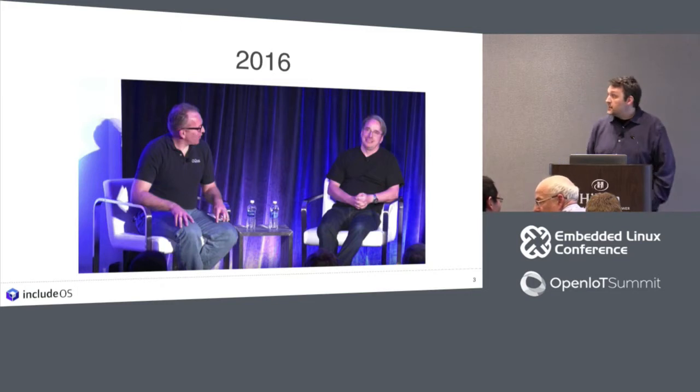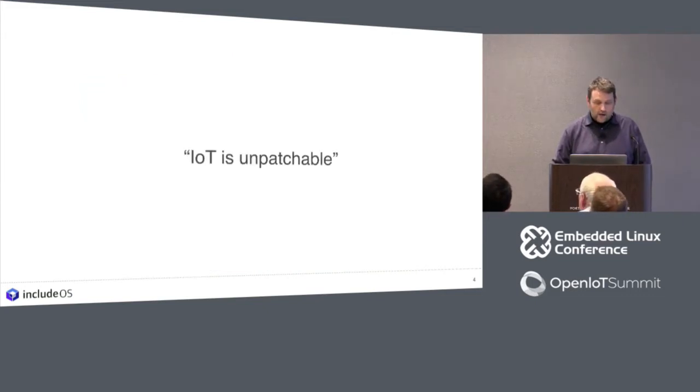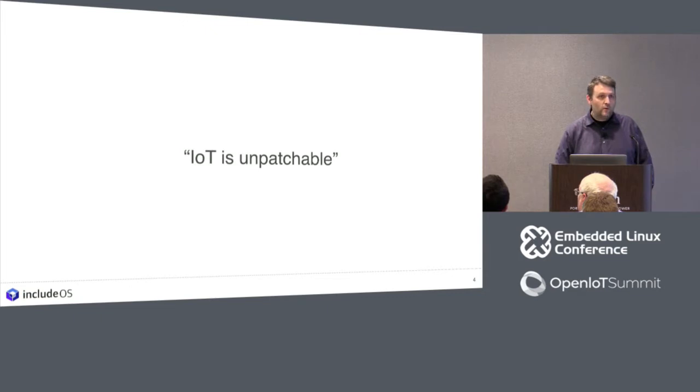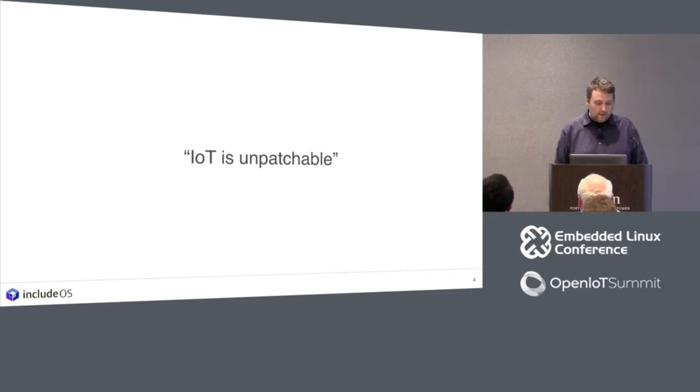If you were here last year, or if you have seen the session videos, you will remember a topic that came up in Linus's keynote chat last year. IoT is unpatchable. There are millions of devices running outdated software with no way to update them. This is, of course, a serious risk for security vulnerabilities. And in theory, all devices should update automatically. But in practice, it's often complicated, time-consuming, and requires manual intervention.